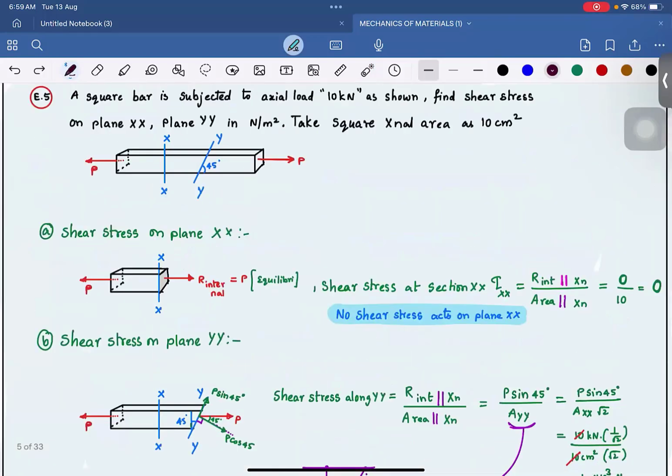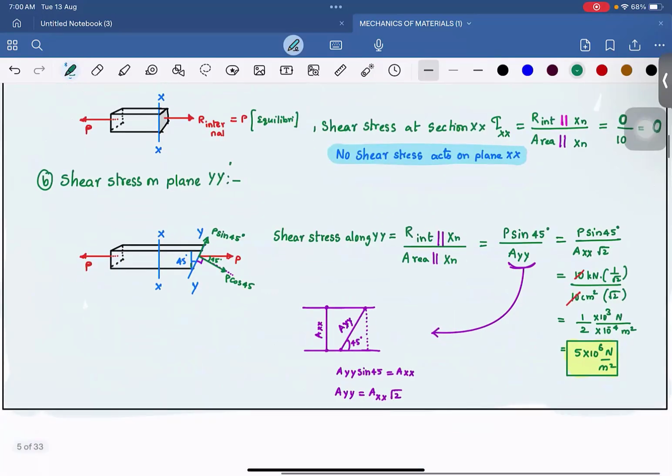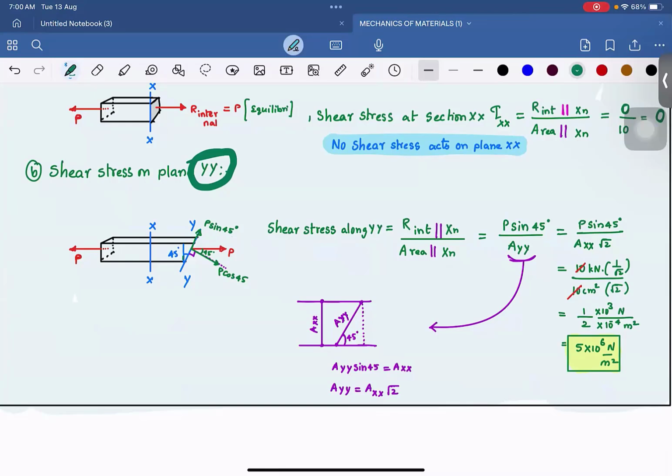So the first question is over. Shear stress acting on the plane XX is completed. Now coming to the shear stress acting on the plane YY. No question is difficult. You just break the question into simpler parts, solve it, and merge the final answer. That is the end of the story.